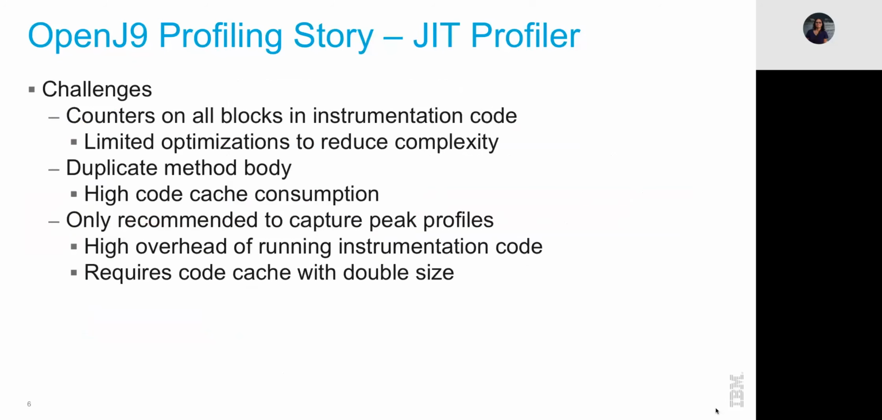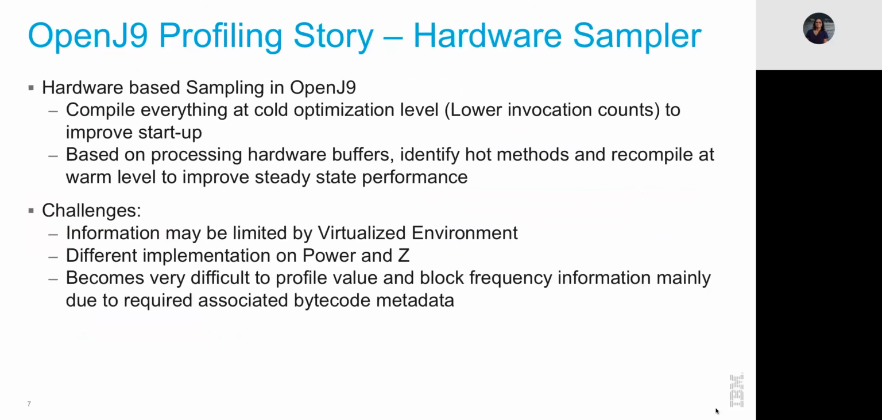So we have seen software-based profiling techniques. There are some profiling mechanisms which use a hardware-provided buffer for profiling data. In OpenJ9, we use those hardware-provided buffers in a sampling mechanism where we compile everything at cold optimization level with, of course, lower invocation count to improve startup of a workload. And based on processing those hardware buffers, we try to identify hotspots and compile those methods at higher optimization level.